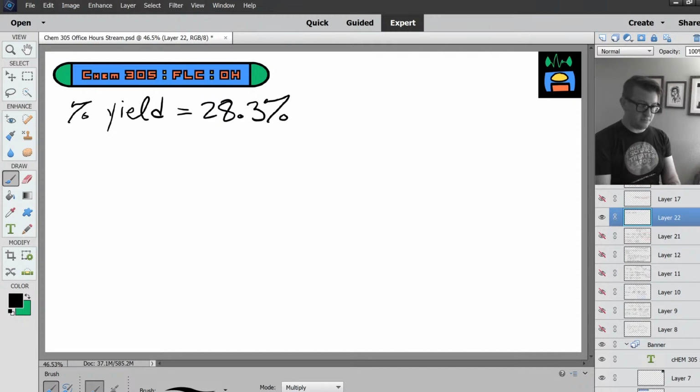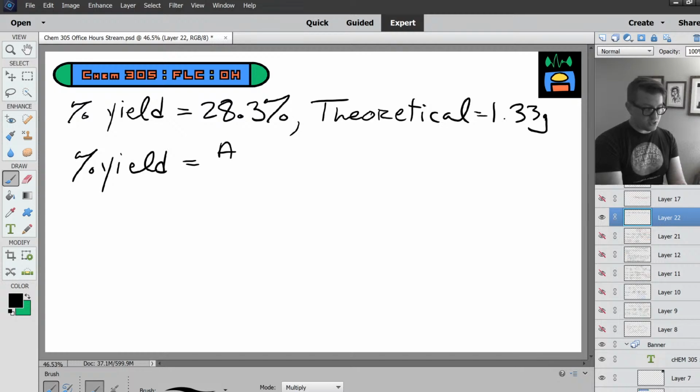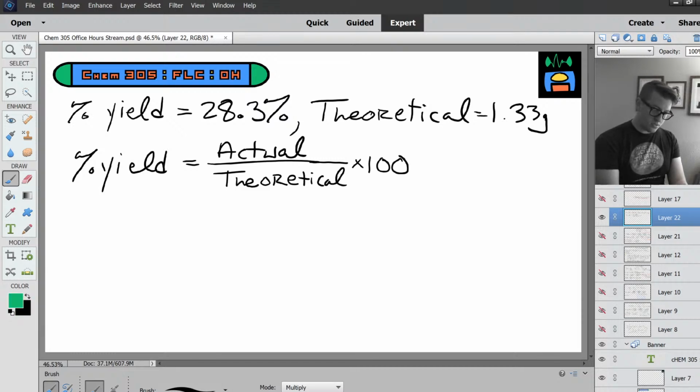Okay, so we're given a percent yield here. We have just calculated our theoretical yield in the previous step, which is 0.33 grams. And we're asked to find actual yield, right? We can do this based on the equation for percent yield. It's actual over theoretical. We have percent yield, we have theoretical, so we can calculate actual.